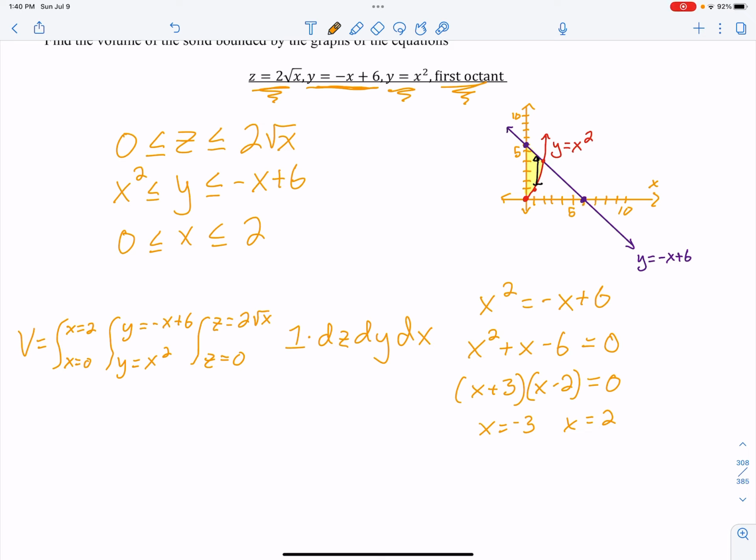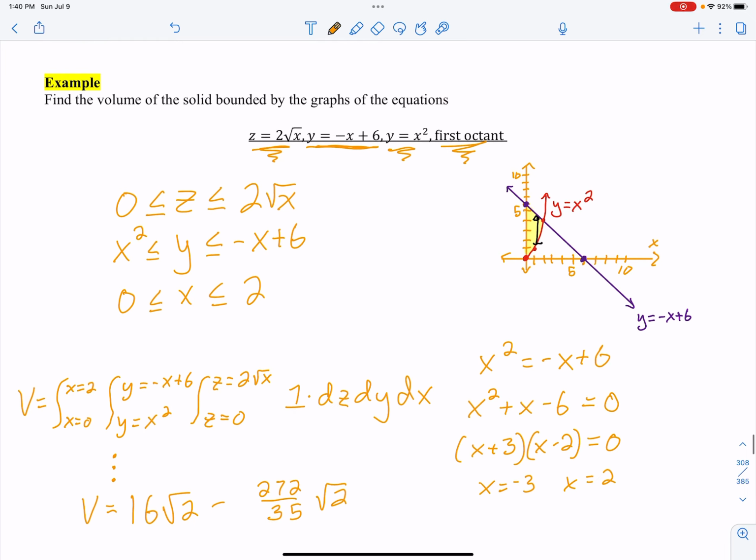I encourage you to work this out. That's not a hard integral at all to solve. But to keep videos short and to get you guys through these sections at the end, I'm just going to give you the answer and let you check yourself. So it's 16 square roots of 2 minus 272 over 35, times square root of 2. I know it's a very simple answer, right? No. Check your decimal. If you can get down to a decimal, plug that in and see if the decimals match. Just make sure that you can work the integral out.